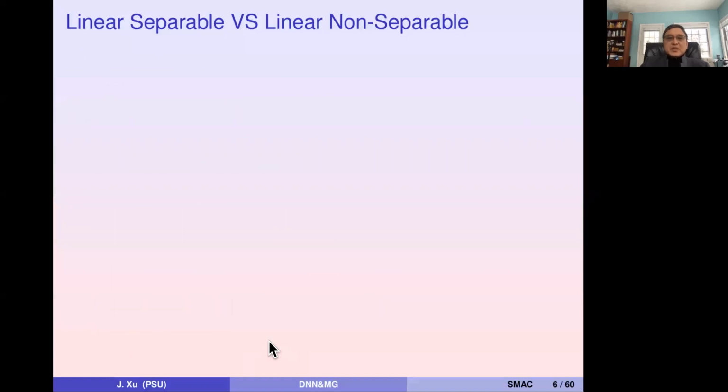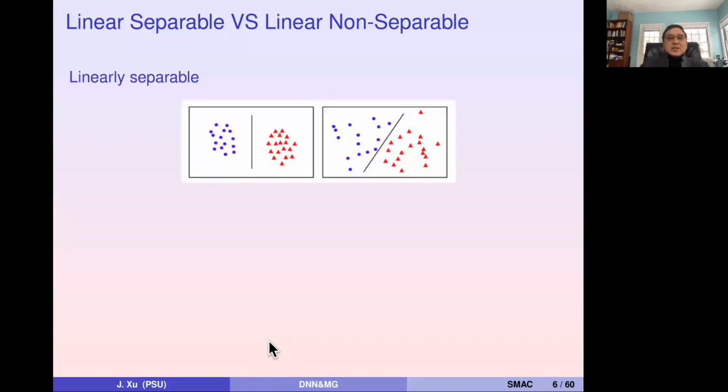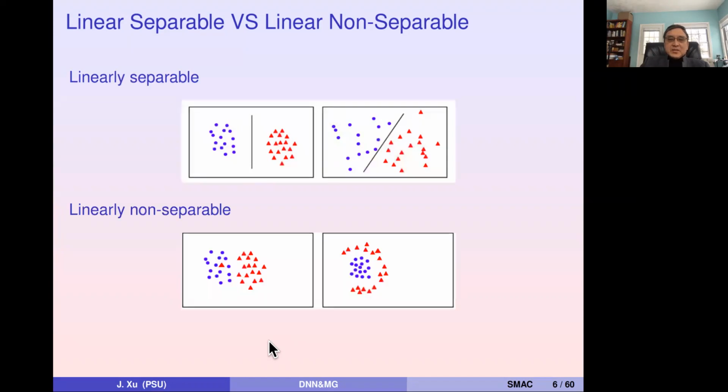Let's say in statistics, you look at linear models. When you have a binary classification, you can put a hyperplane in between, just like all the statistics courses teach. There is also the non-linear separable case. This one has outliers but is still linearly separable, but this one is not linearly separable.